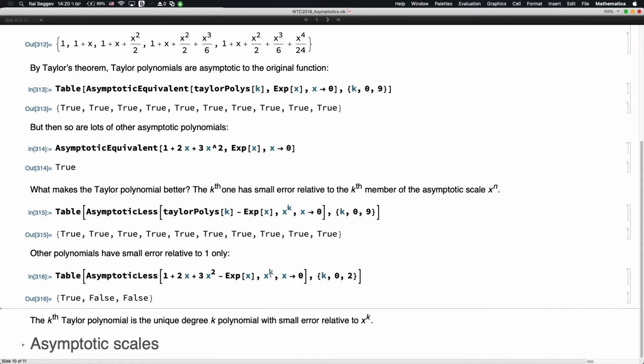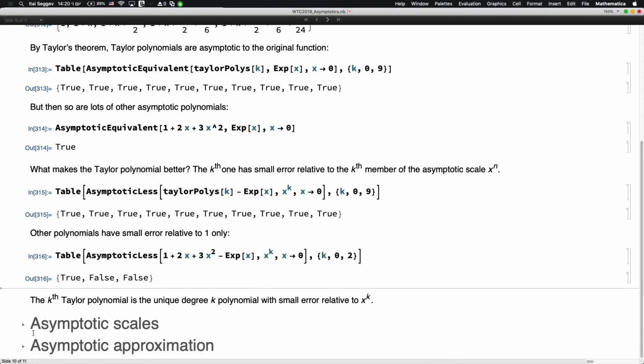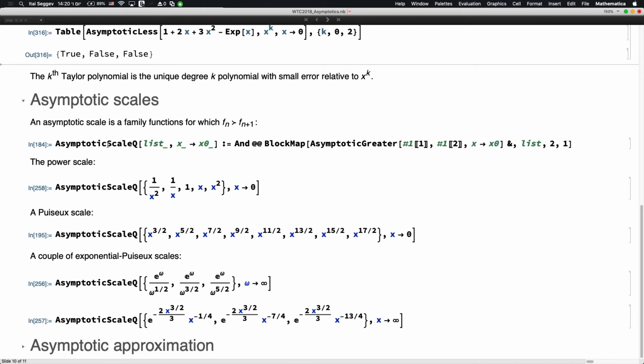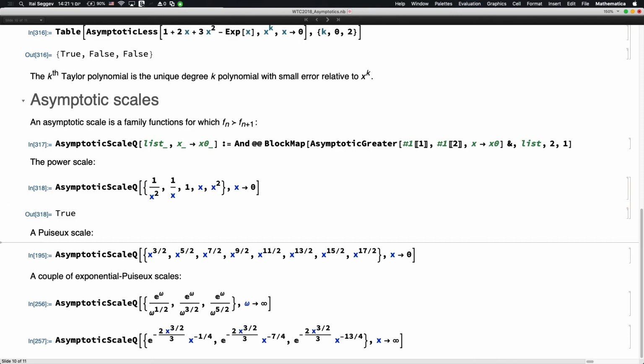Well, to see that, we need to compare the difference in the approximation not with respect to e to the x, but with respect to x to the k. And we see that the error is small with respect to x to the k. If we chose some other polynomial, like 1 plus 2x plus 3x squared, it's small with respect to 1, equivalently small with respect to e to the x, but the absolute error is not small with respect to x or x squared. In fact, the linear Taylor polynomial is the unique linear polynomial that has small error relative to x. That's what makes it the best linear approximation.